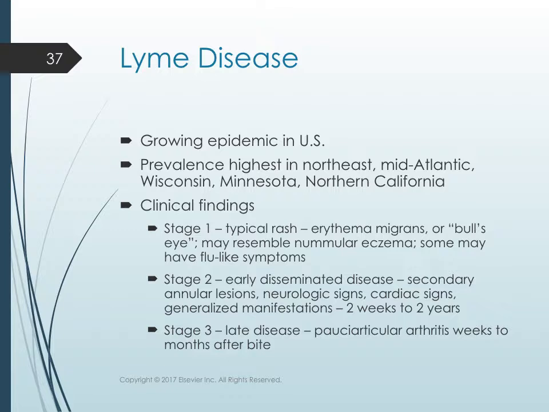It says here it may resemble nummular eczema, but the reality is it's very flat. It's almost like a discoloration of the skin in a circular pattern. So it's not really a palpable rash. It's really a macular, flat, round, red, pink, dark pink rash. And so that's the early stage, and it's considered early localized stage.